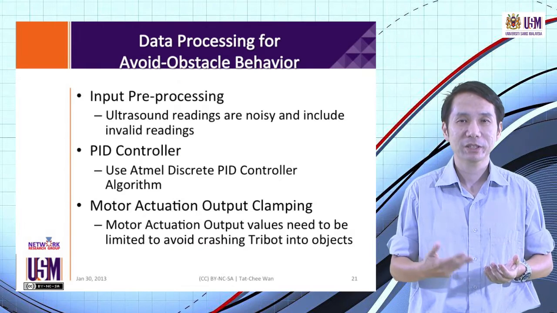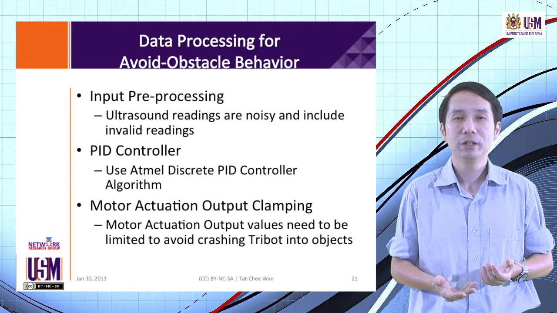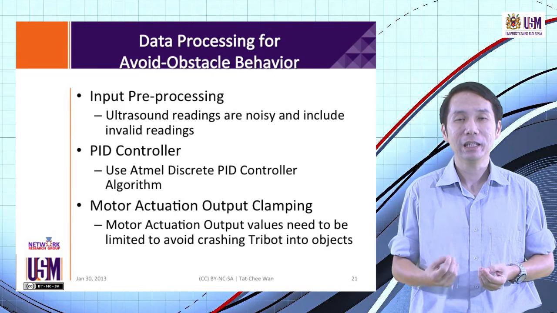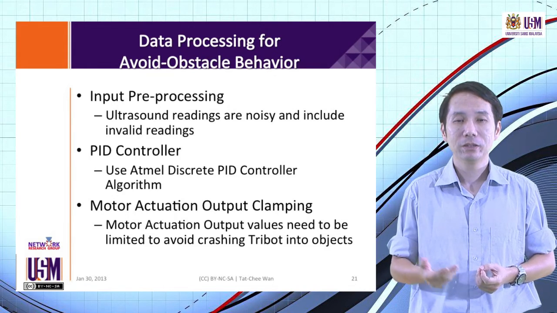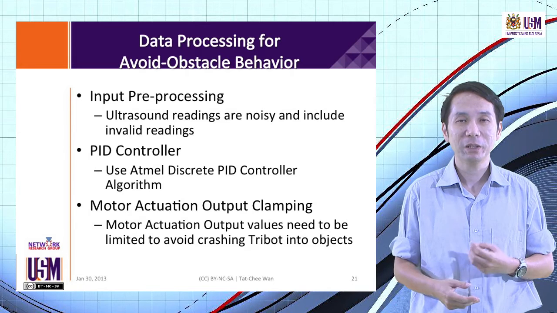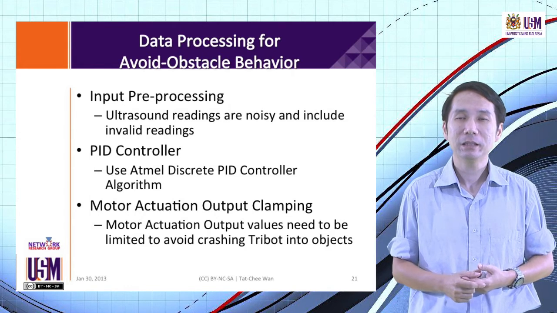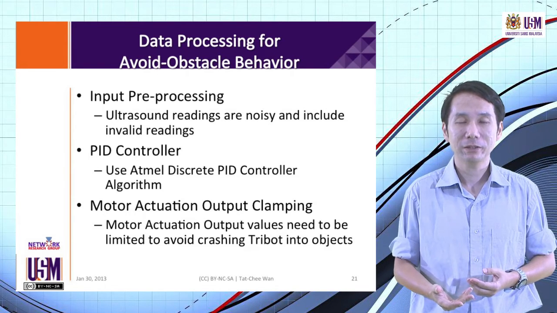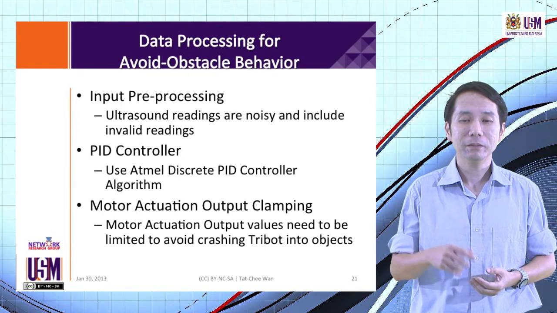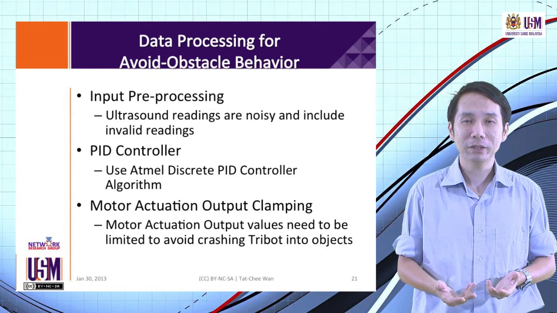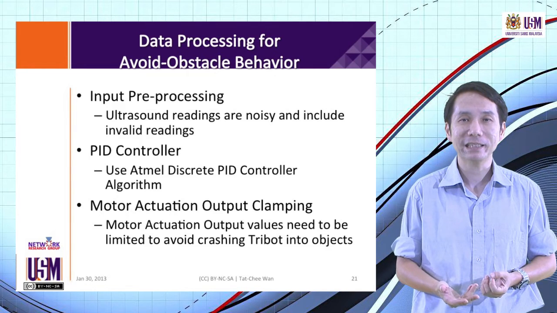So what kind of data processing steps are used for the avoid obstacle behavior? First, we have to perform input pre-processing. Ultrasound readings are noisy and can include invalid readings from time to time. So we must not pass the raw readings directly to the PID controller as input, otherwise the PID controller will get confused. Secondly, the PID controller uses the Atmel discrete PID controller algorithm, which is detailed in the source code. The output of the PID controller will trigger motor actuation control. However, the possible output values from the controller may exceed a safe operating range for the motors.